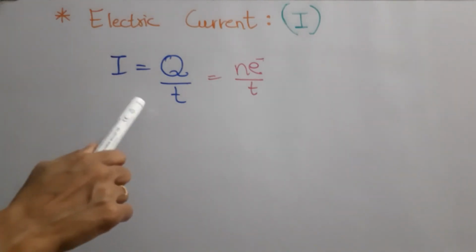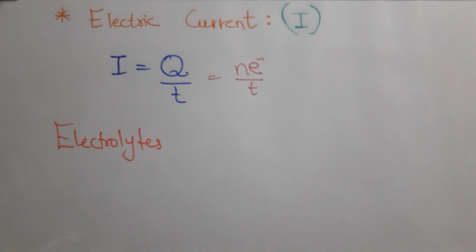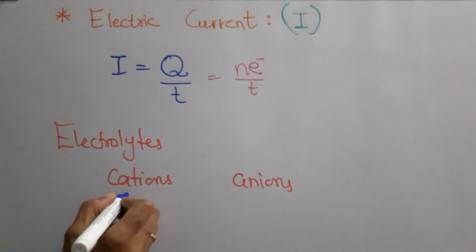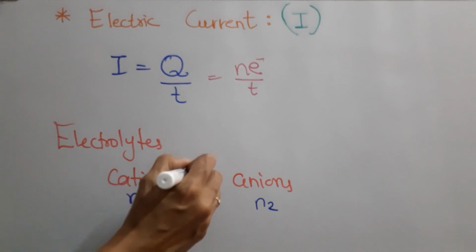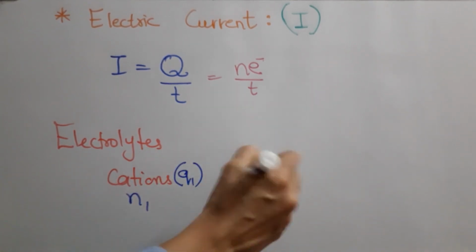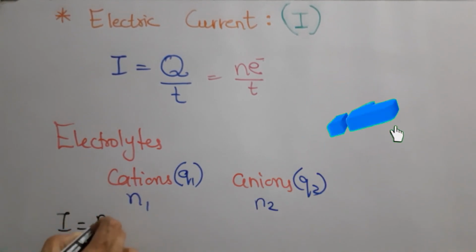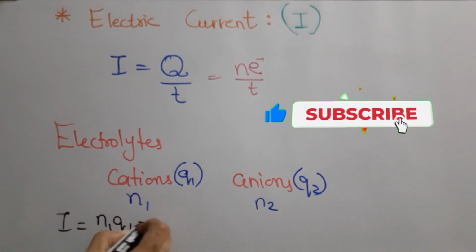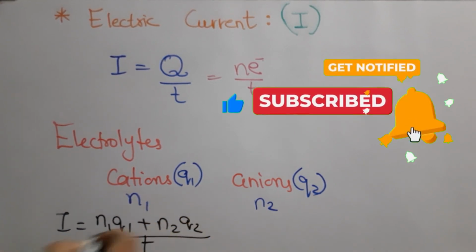Now, these two formulas are helpful for conductors, but current flows through electrolytes also. Let us consider there are N1 number of cations and N2 number of anions. Charge of one cation is Q1 and charge of one anion is Q2. I is equal to (N1 Q1 plus N2 Q2) divided by time.